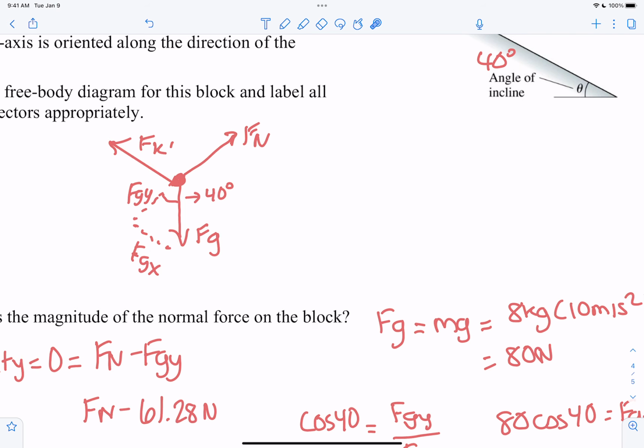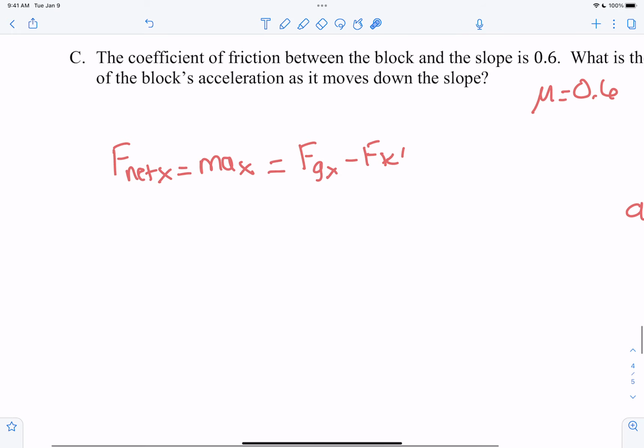So if I'm setting up my F net equation, I have to set it up in a way that incorporates all the forces acting in the x direction. So there's FGX in the positive tilted x-axis minus FK prime, which points in the negative tilted x-axis, right? That's my F net equation.